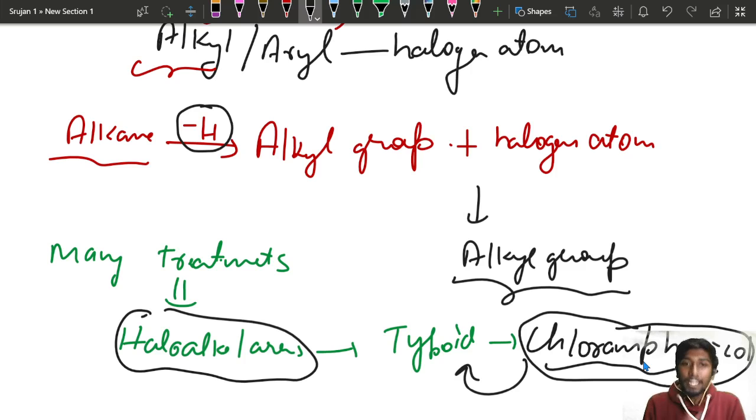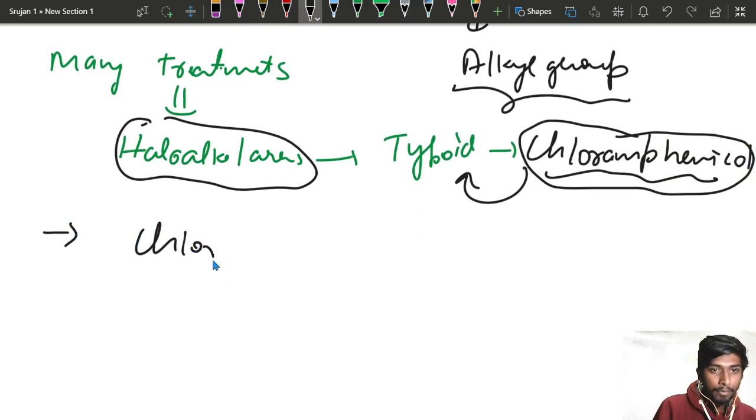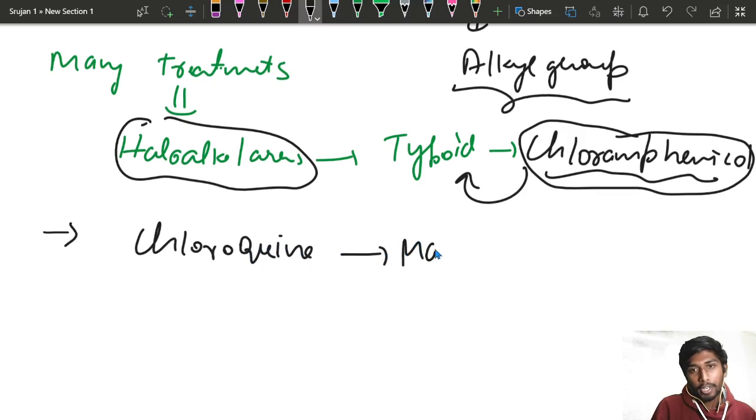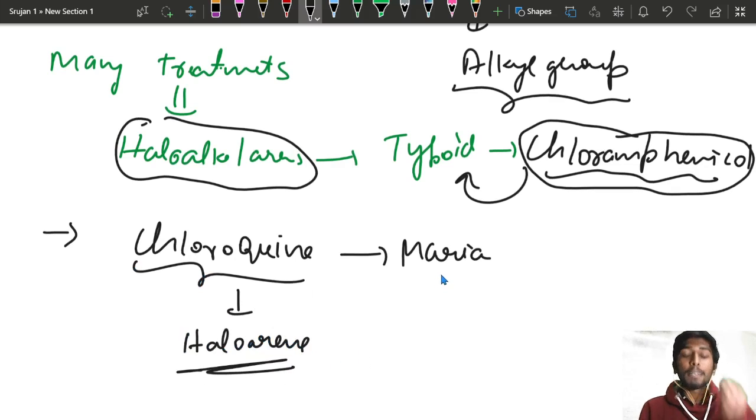So the reason we need to study haloalkanes and haloarenes is that we need to synthesize some antibiotics with the help of these compounds. This is the main reason. There is some other thing also, like synthesis of chloroquine, which is used in the treatment of malaria. This is a compound of a haloarene. This is the main reason why we need to study the haloalkanes and haloarenes chapter.